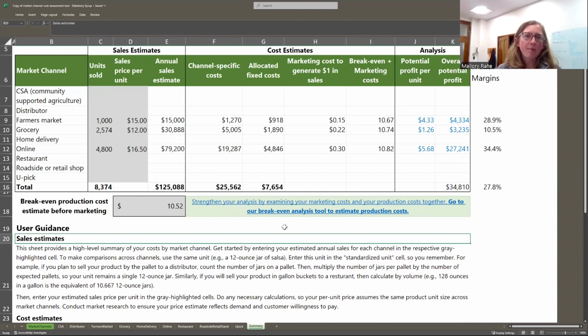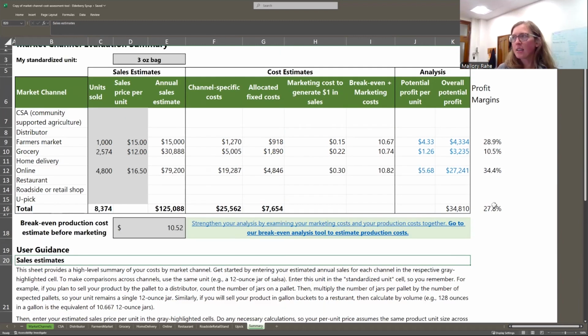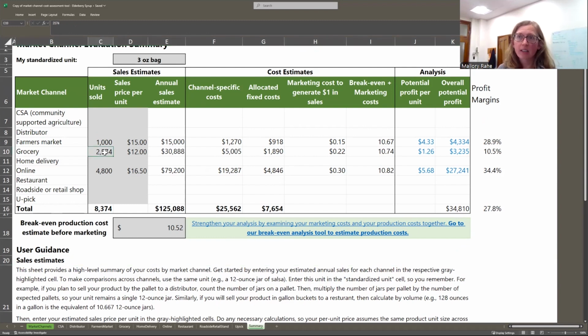I'm not super happy with this. I'd like to see a higher profit margin. So what if I just ditch my grocery store idea? It's a little far-fetched. It's the first year of my business. I don't know. I'm not feeling it. What happens?